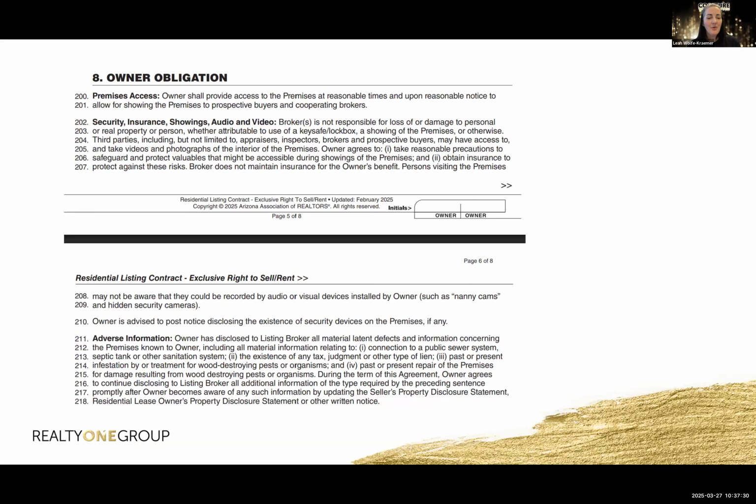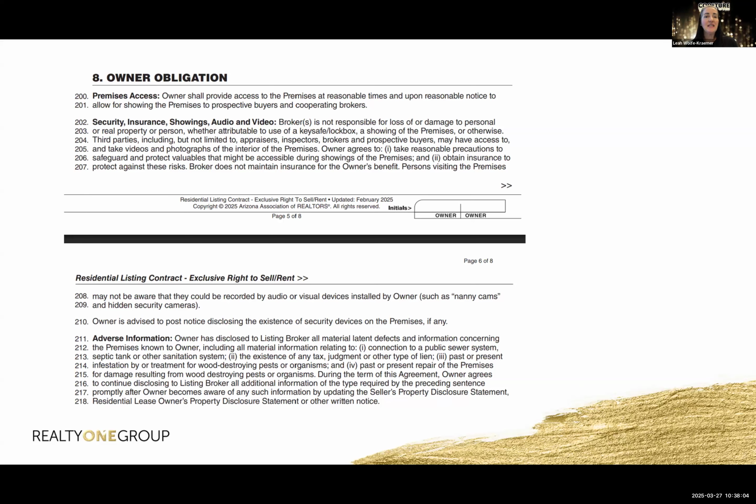Owner has disclosed to listing broker all material latent defects and information concerning the premises known to owner, including all information regarding sewers, any tax liens, things that could potentially blow up closing, right? Past or present termites, specifically past or present repairs that were made for that reason. During the term of this agreement, owner agrees to continue disclosing to listing broker all additional information of the type required by the preceding sentence promptly after owner becomes aware of any such information, by updating the seller's property disclosure statement or the lease version of that.